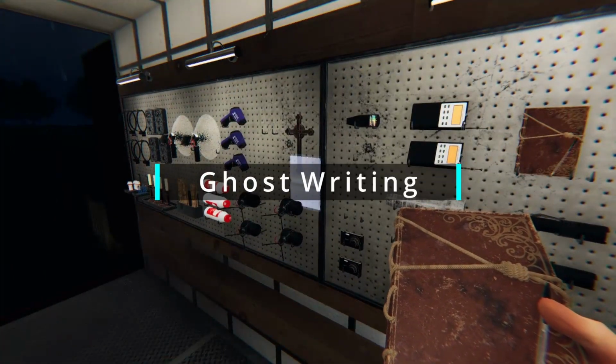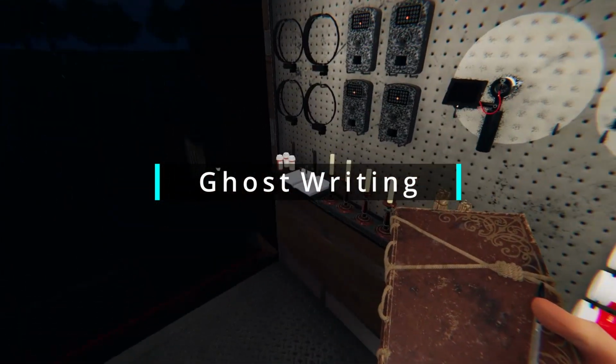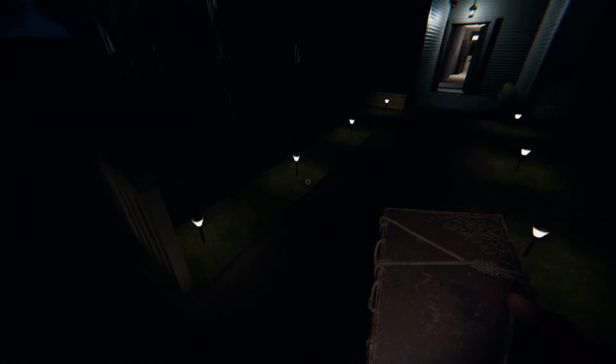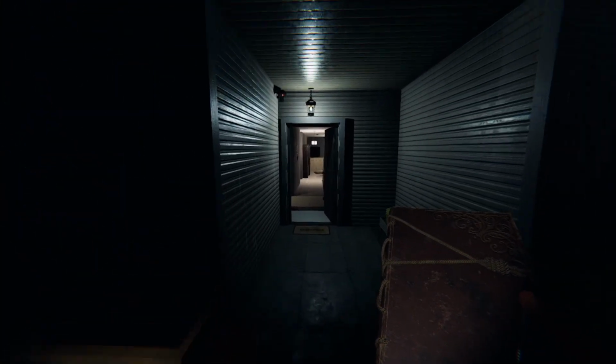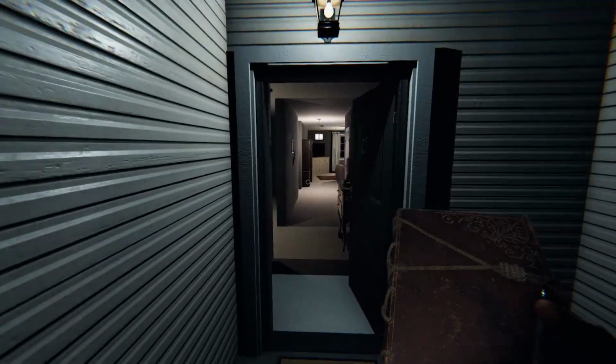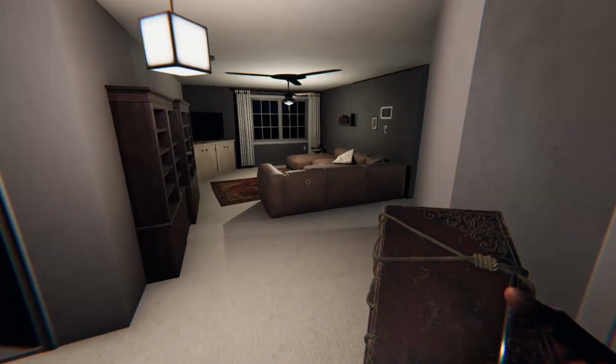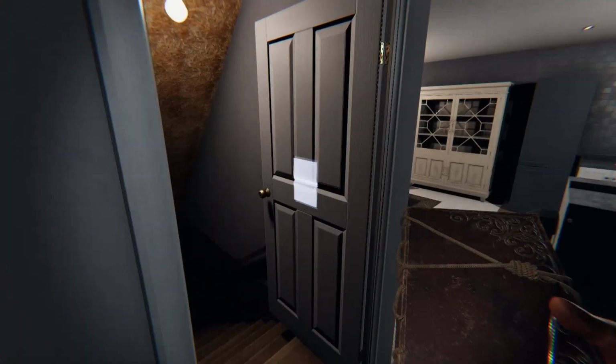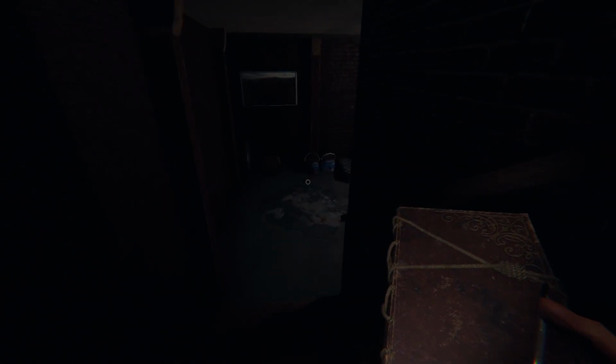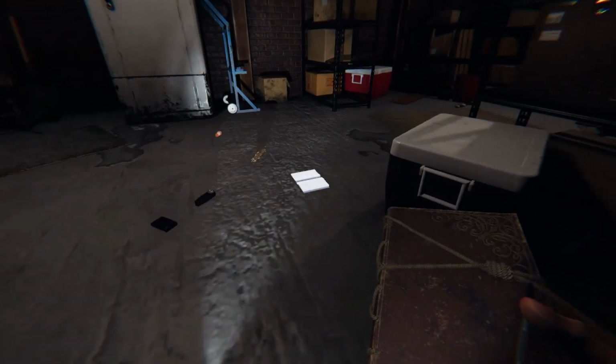Next is ghost writing, and it's pretty self-explanatory and simple to use as well. All you do, you take the ghost book, you place it down somewhere in the ghost room. Typically, I tend to place it on the floor. At some point, if the ghost is a ghost writing ghost, it will interact with the book and write in it. Now, the frustrating thing is that it's up to the ghost when it writes in the book. Nothing you can do can speed it up.